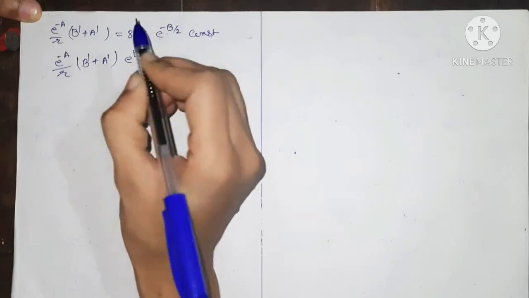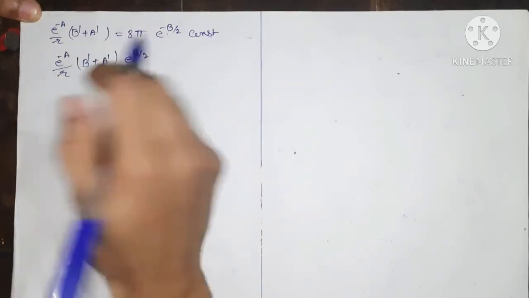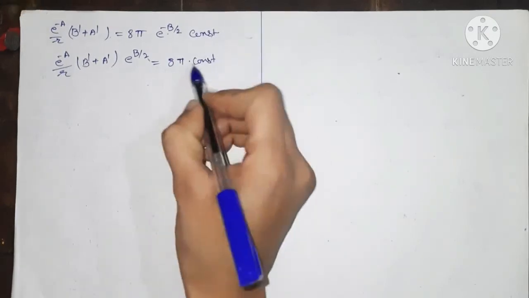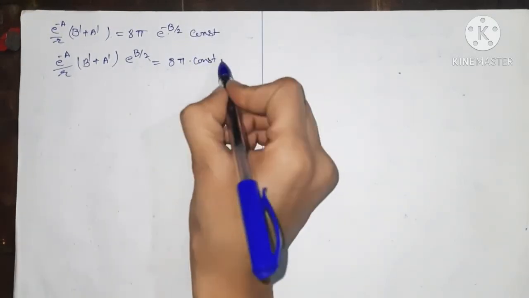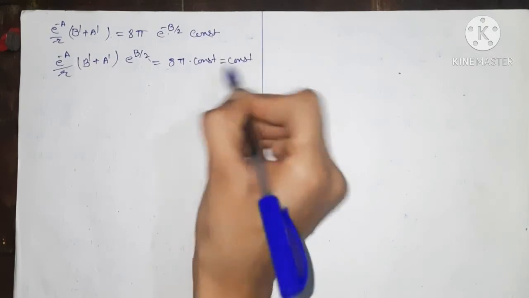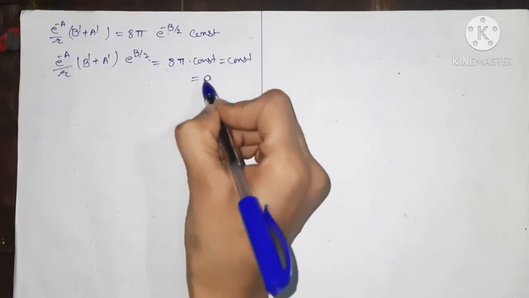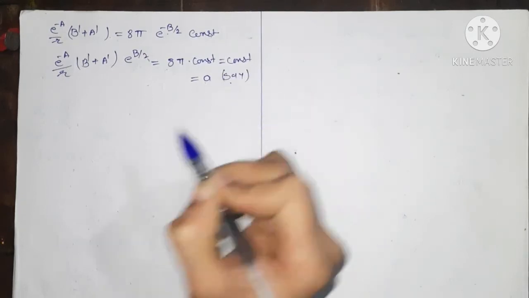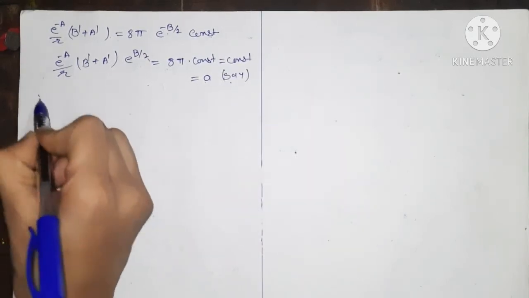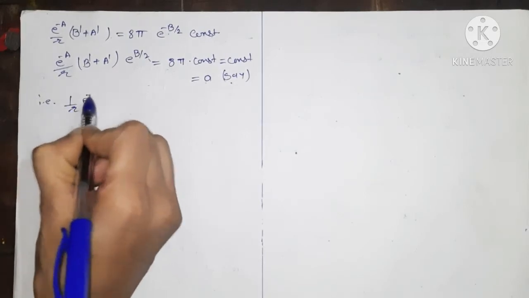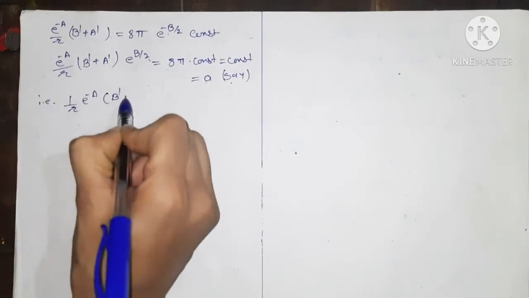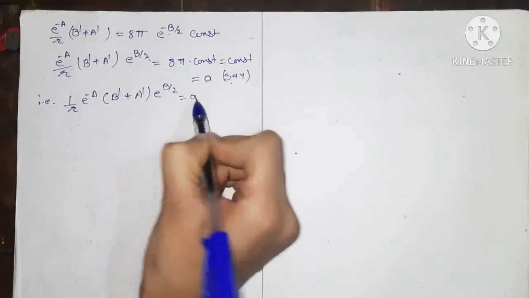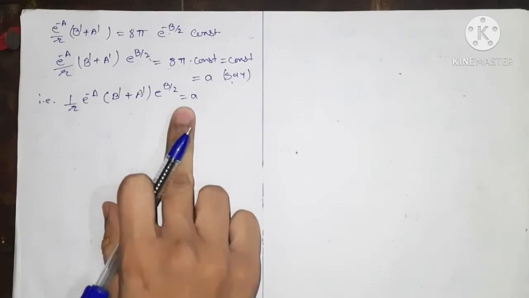That is, we take this e to the power minus b by 2 to the left hand side, that is equals to 8 pi into constant, and we take this 8 pi into constant, which is equals to constant, and this constant we denote as small a. Okay, so we have here 1 upon r e to the power minus a, in bracket b dash plus a dash, into e to the power b upon 2 is equals to a. Okay, so we write this as equals to a.